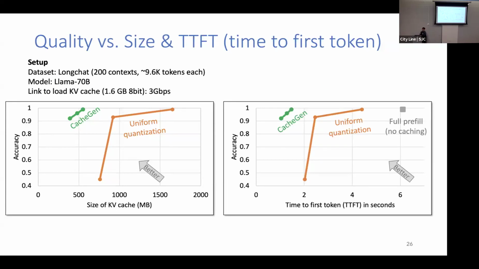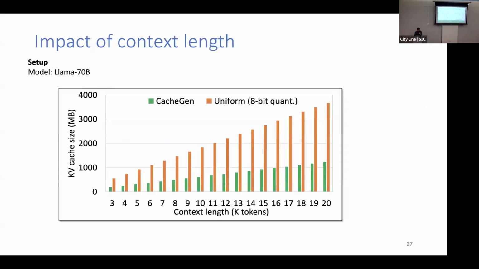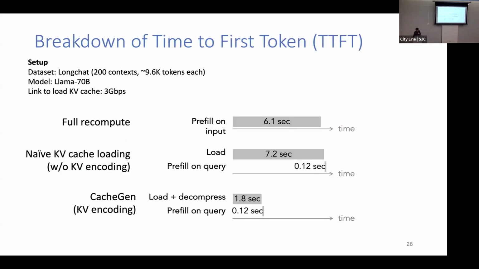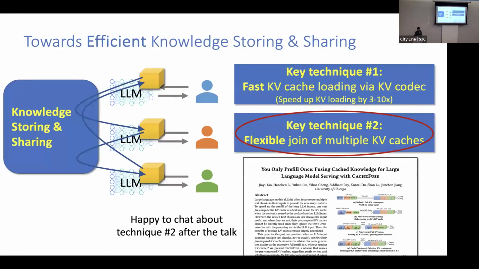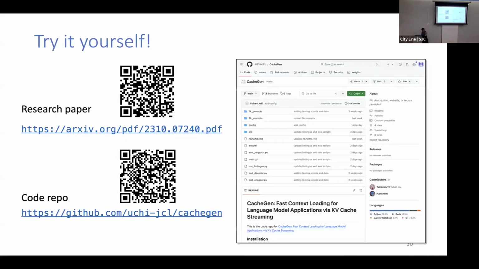That's because the KV cache can be transferred from storage to GPU memory much faster. The gray point on the right is what happens if you don't have a KV cache: you have to wait for more than 6 seconds for the results to come back. This is a breakdown, but I'm not going to bother you with that. We have a research paper, of course, but also open source projects, so feel free to check it out.